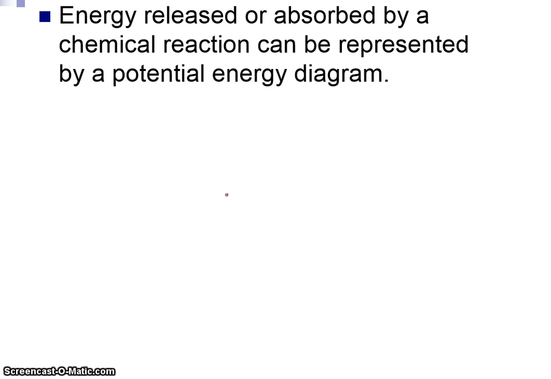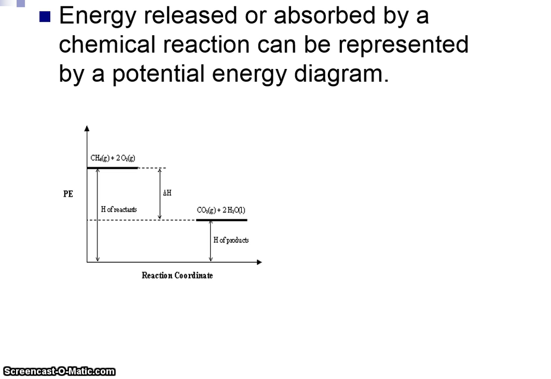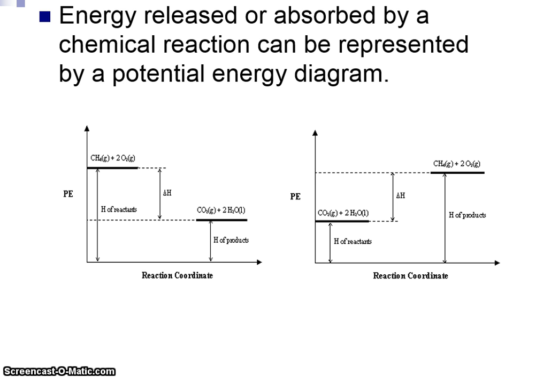Energy released or absorbed by a chemical reaction can be represented by a potential energy diagram, okay? And so here are these two reactions side by side. And so looking at it, it's the exact same reaction, but we're using here CH4 plus 2H2O as our reactants, going to CO2 plus 2H2O here. Or we're reversing that same reaction, and a reaction that's exothermic in one direction will be endothermic when it's in the other direction.